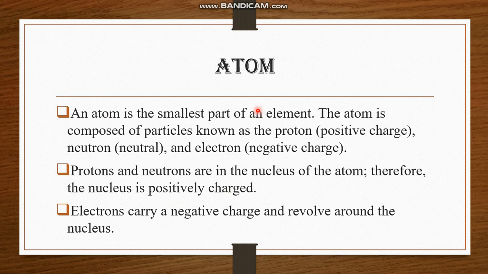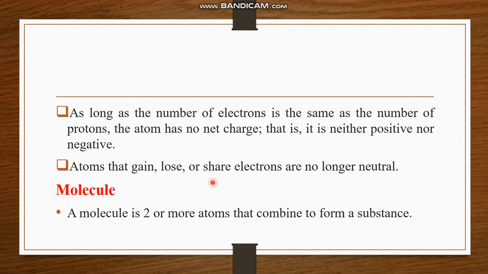An atom is the smallest part of an element. It has three particles, namely proton with a positive charge, neutron with a neutral charge, and electron with a negative charge. Protons and neutrons are in the nucleus of the atom, so the nucleus carries a positive charge, and electrons carry a negative charge and revolve around the nucleus. An atom may have the same number of electrons and protons, so there is no net charge. An ion is not a neutral one; sometimes it gains, sometimes it loses, or sometimes it shares electrons.